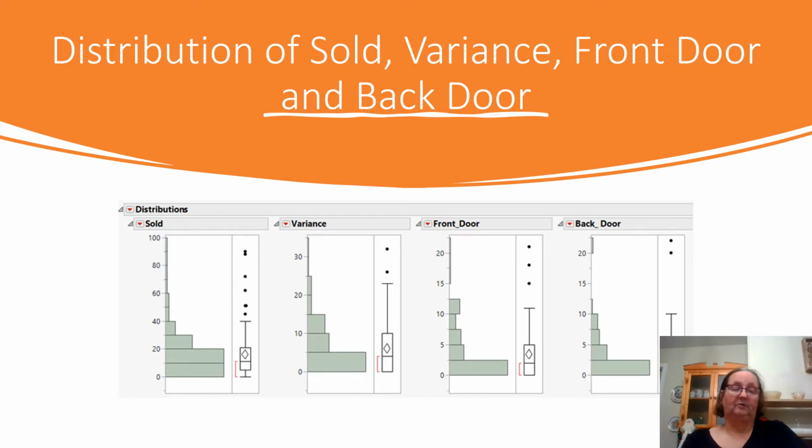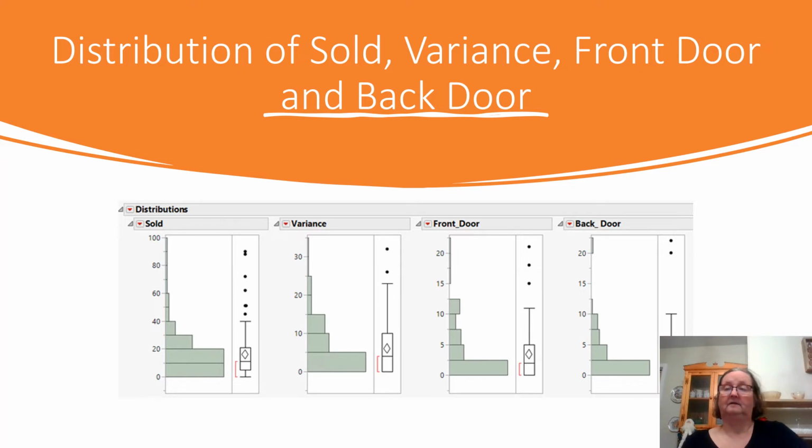This is the distribution of sold, variance, front door, and back door. Looking at the distributions of the variables, it shows that all four of them are right skewed. Notice that the outlier box plot to the right of each histogram indicates possible outliers. There is no reason to believe that these records are faulty, so they will be left in the analysis.